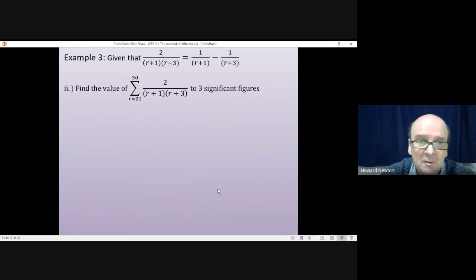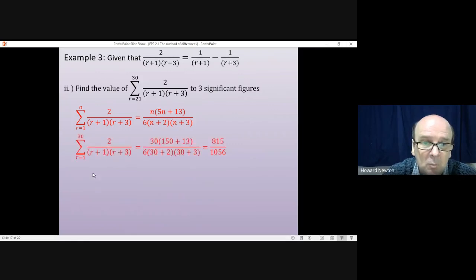And then the final question was asking us to work out a specific sum where r is 21 up to 30. Now, to do that, this is the formula that we just worked out. First of all, we'll work out the sum from r equals 1 to 30. And sum from r equals 1 to 30 just means putting 30 into this formula, which gives us that, which simplifies to 815 over 1056.